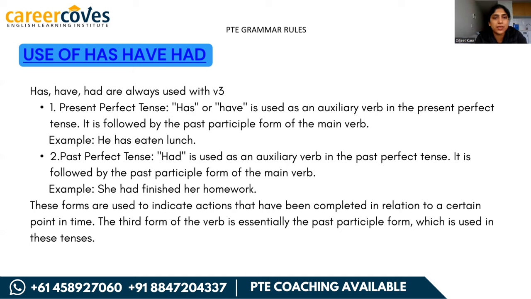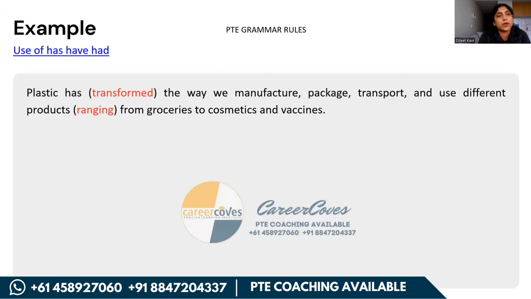And past perfect always includes had. This is an auxiliary verb. In the past perfect tense, it is followed by the past participle form of the main verb. Example, she had finished her homework. So if there is a had before the fill up, try to find the third form of the verb there. These forms are used to indicate actions that have been completed in relation to a certain point in time. The third form of the verb is essentially the past participle form, which is used in these tenses. So be careful whenever you see any of them, try to put the third form of the verb after that.